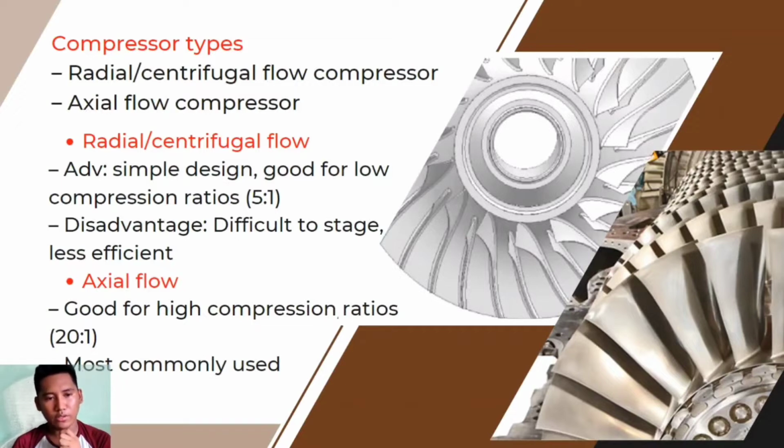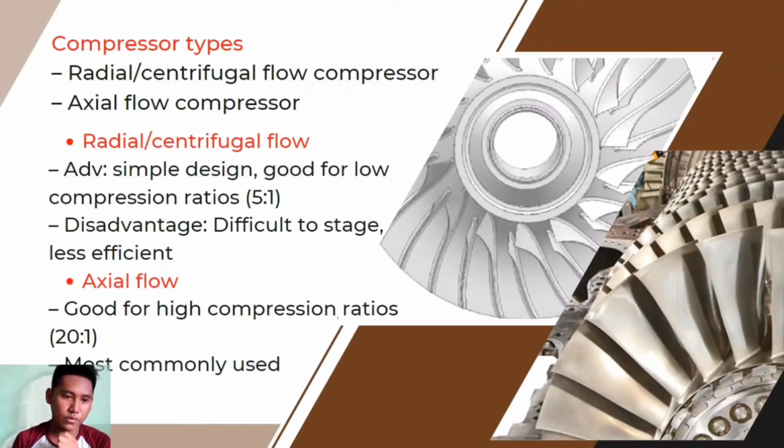While in the axial flow, the air flows parallel to the axis of rotation. The compressor is composed of several rows of airfoil cascades. Some of the rows called rotors are connected to the central shaft and rotate at high speed. Other rows called stators are fixed and do not rotate.